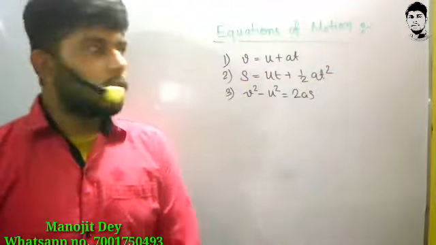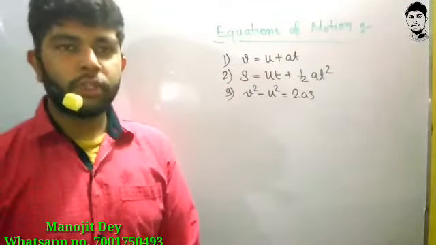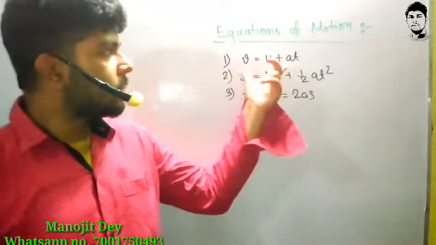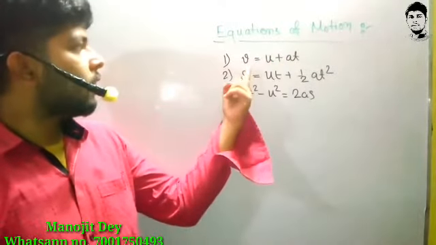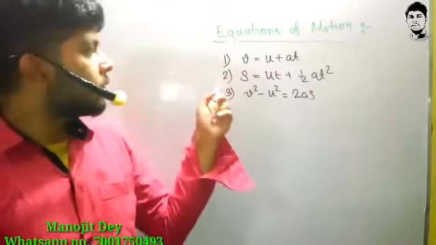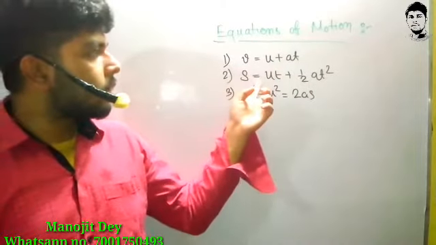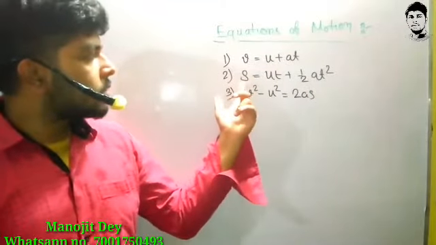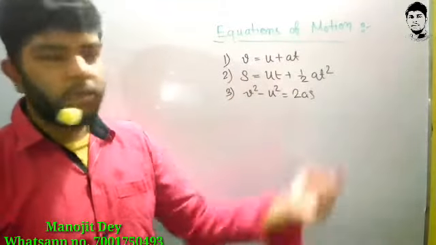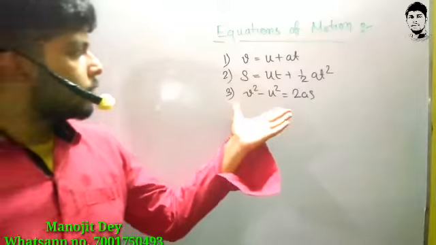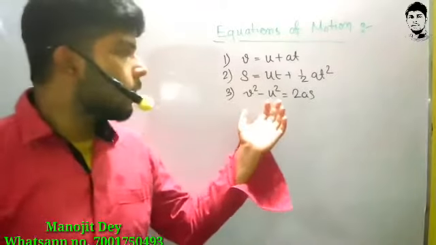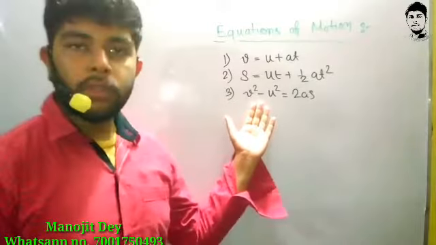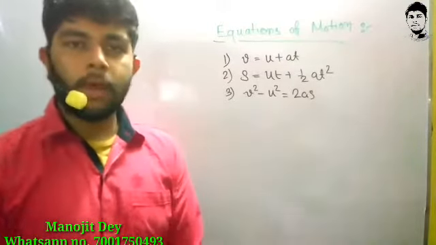So students, these are the equations of motion. The first equation of motion is v equals u plus at. This equation denotes the relation between the velocity and the time. The second equation is s equals ut plus half at square. This equation denotes the distance or displacement and time relation. The third equation of motion is v square minus u square equals 2as, which represents the relation between velocity and displacement.